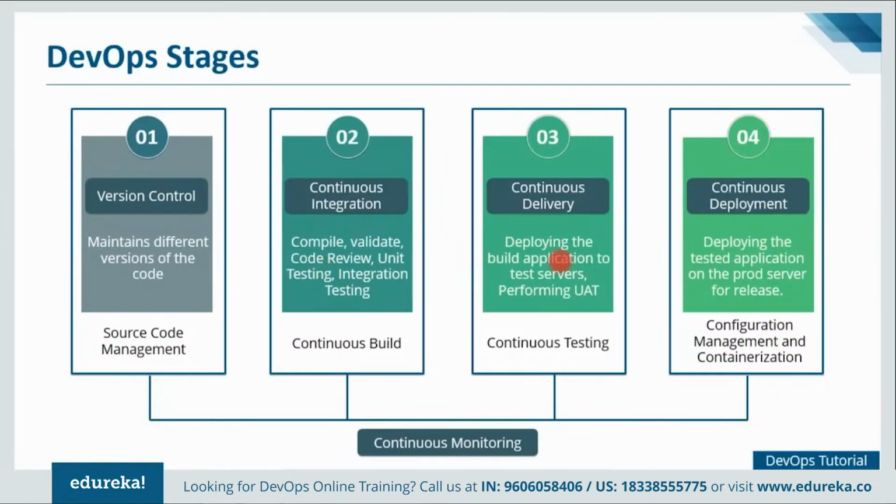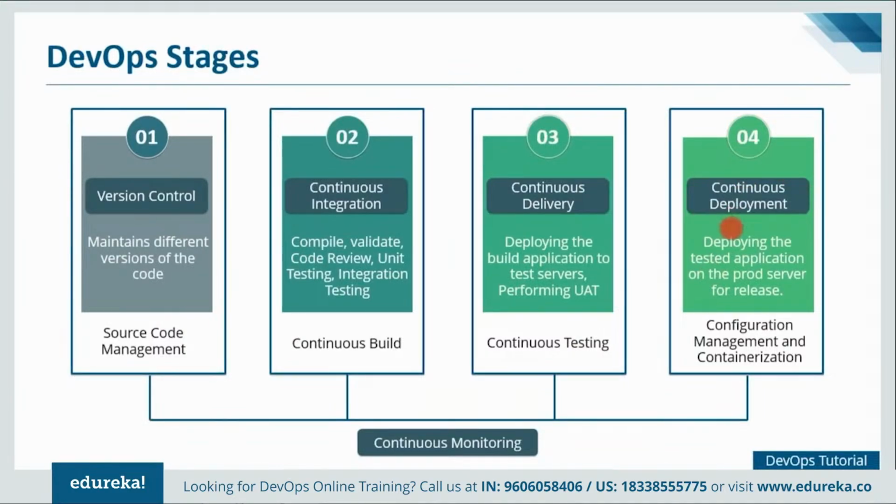Then comes continuous delivery. Now, the same continuous integration tool that we are using, suppose Jenkins, once the application is built, it will deploy it onto the test servers for testing, to perform user acceptance tests or end user testing, as you call it. There will be tools like Selenium used for performing automation testing. And once that is done, it'll then be deployed onto the prod servers for release. That is called continuous deployment.